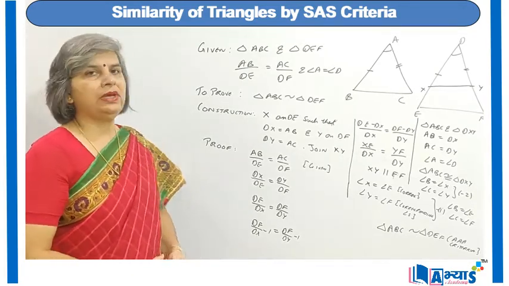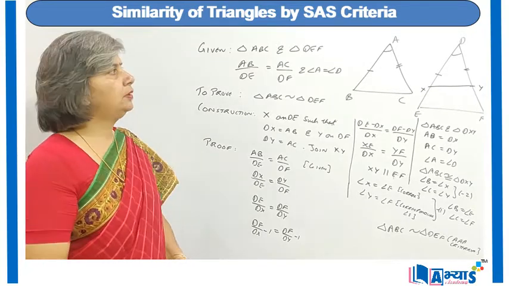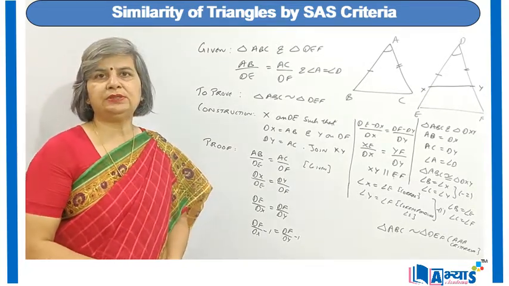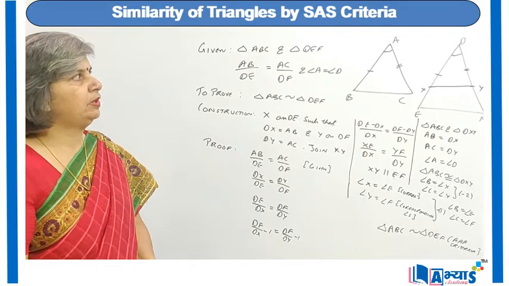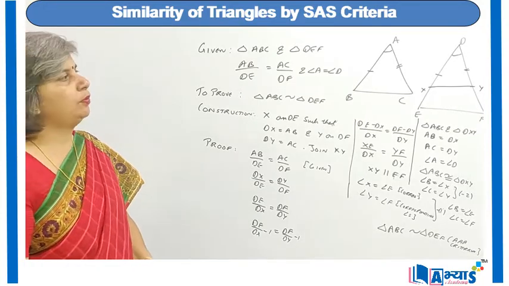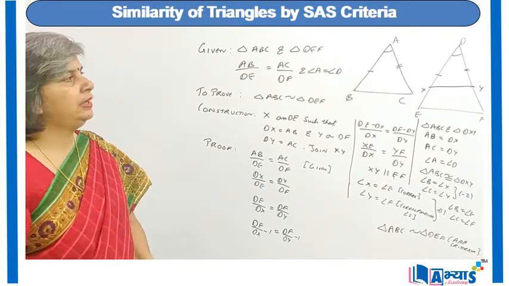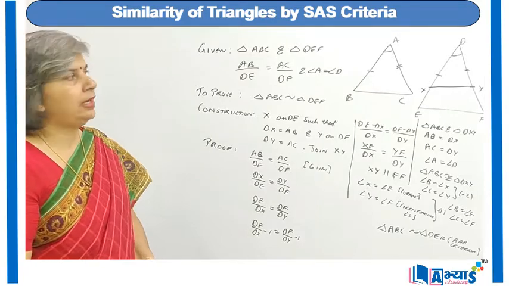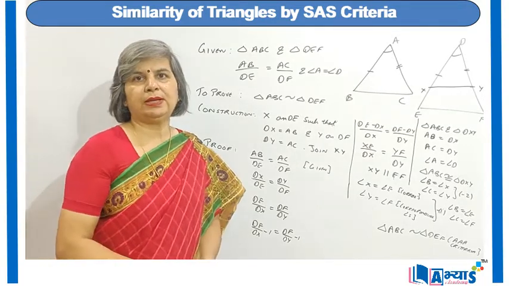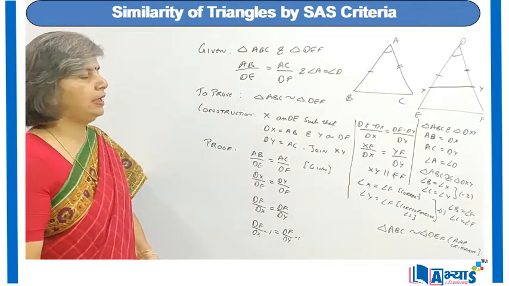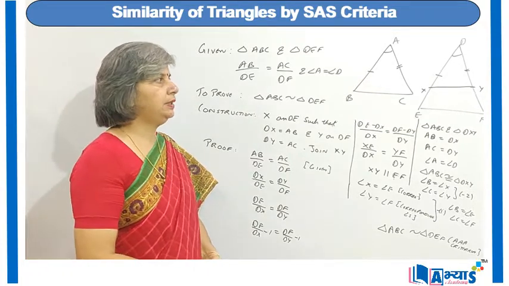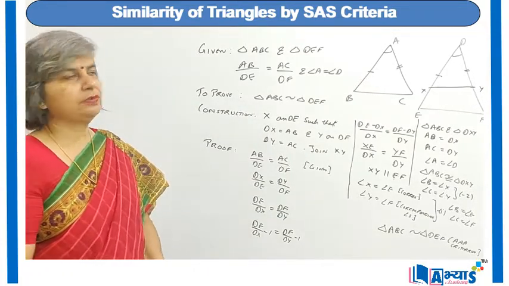That means we are given that two corresponding sides have the same ratio. That means the ratio of AB upon DE is equal to the ratio of AC upon DF, and angle A is equal to angle D, and we have to prove that triangle ABC is similar to triangle DEF. For this we have made some constructions.